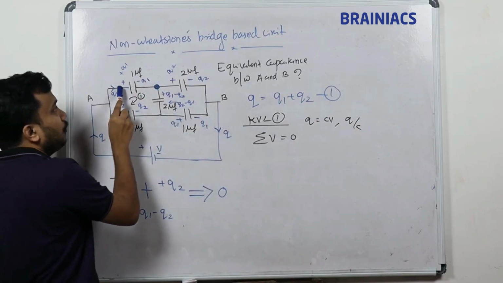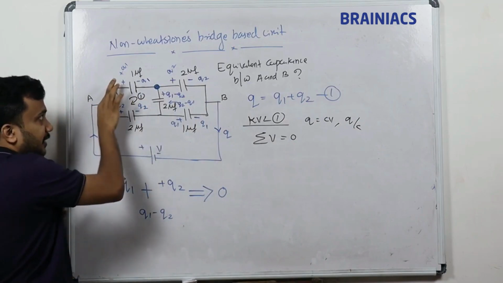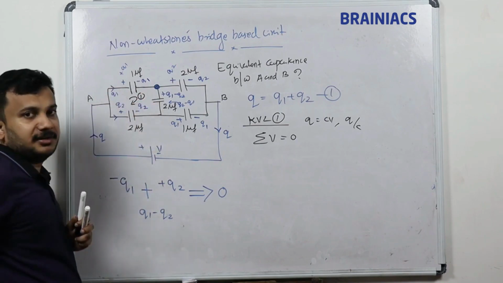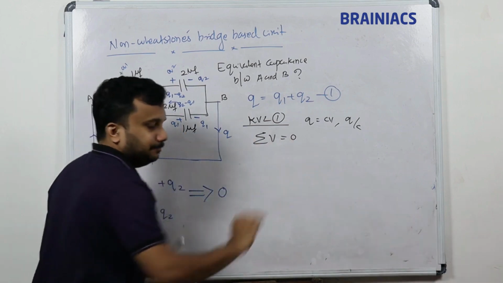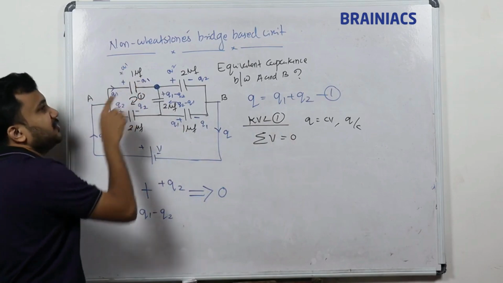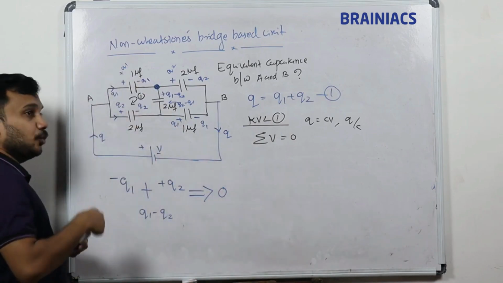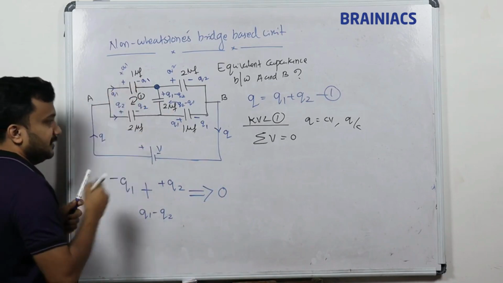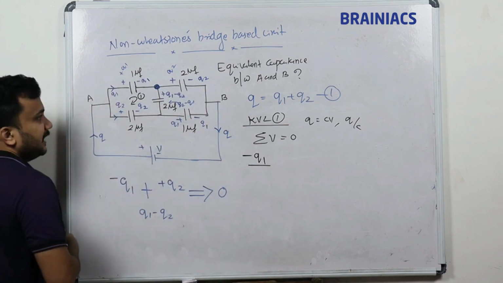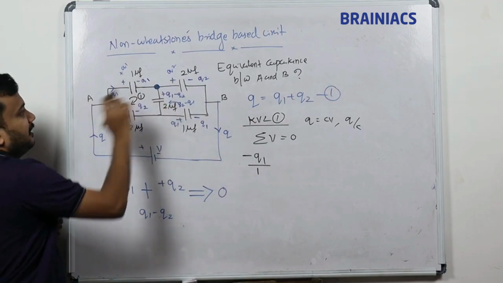Listen very carefully. We are going from positive to negative. I'm starting from here, going like this, and coming back to the same position. So I start at Q1 and go towards the right. Going from positive to negative means going down, from plus to minus. So I can say minus Q1 by C, where C has the value 1 microfarad.